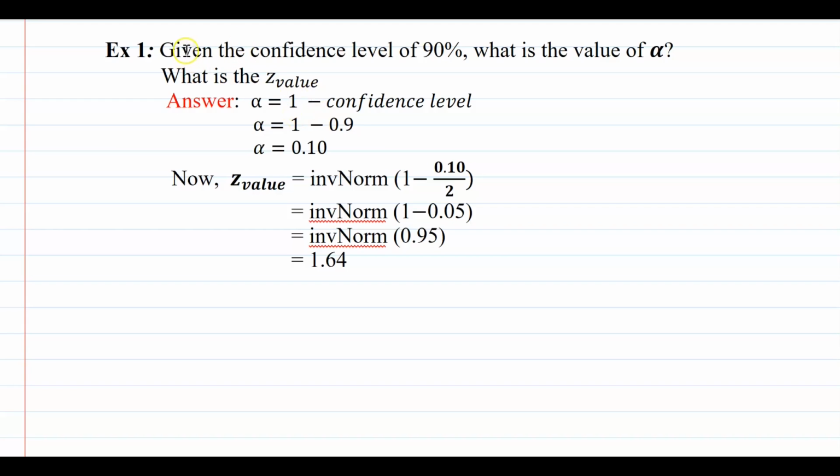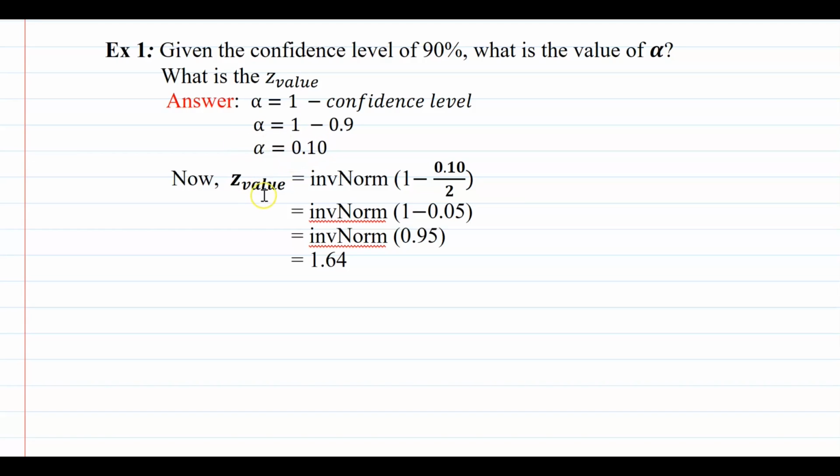So here's example one. Given the confidence level of 90%, what is the value of alpha? And second question, what is the Z value? So here's the answer. We know alpha is equal to 1 minus confidence level or confidence coefficient. The confidence level is 90%. We're going to convert this number into a decimal number, so 90% is equal to 0.9. So alpha is 1 minus 0.9, or alpha equals 0.10. So that's the answer for alpha.